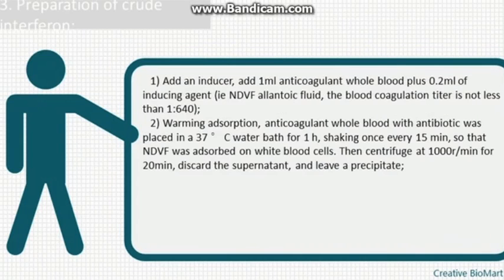3. Preparation of crude interferon. 1. Add an inducer. Add 1 ml anticoagulant whole blood, plus 0.2 ml of inducing agent, that is NDVF allantoic fluid. The blood coagulation titer is not less than 1/640.